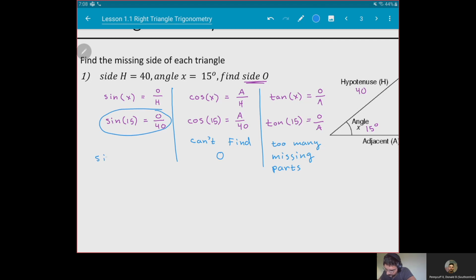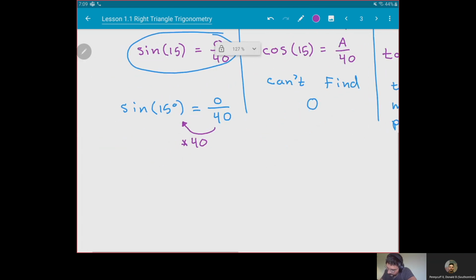So sine 15 degrees is equal to O over 40. And then all I'm going to do is solve this. I'm going to take this, move it to the other side through multiplication. And this will give me 40 times sine of 15 degrees is equal to side O. Okay. Now, when you're doing this, you want to make sure your calculator is in degrees.